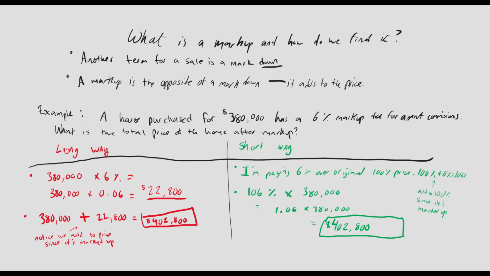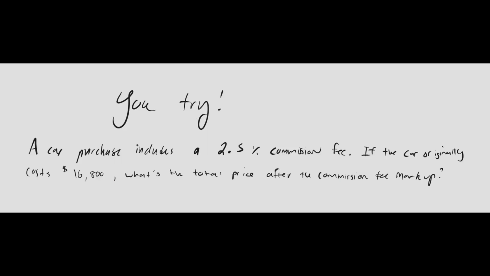Or you can think, if I'm paying 6% over the original, I'm paying 106% of the price. That is 1.06 times 380,000. It's the same answer, $402,800. Now, you try this problem out right here.